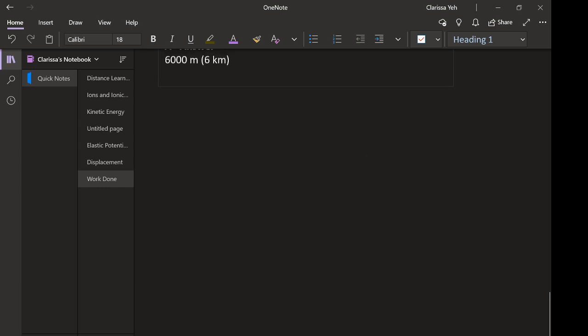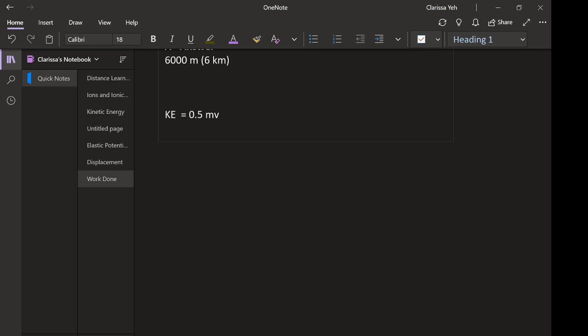And this challenge question is basically testing your understanding of work done. And I'm going to be a bit mean and connect our kinetic energy equation to this.